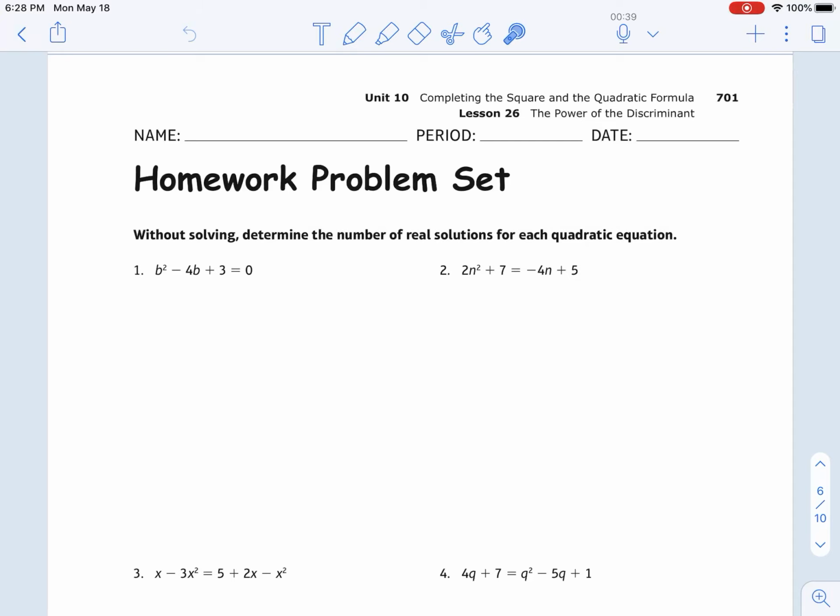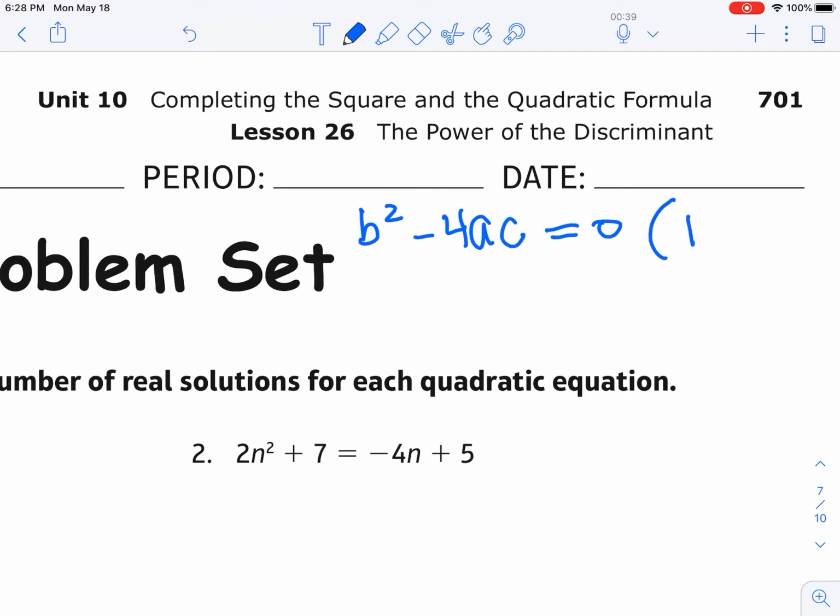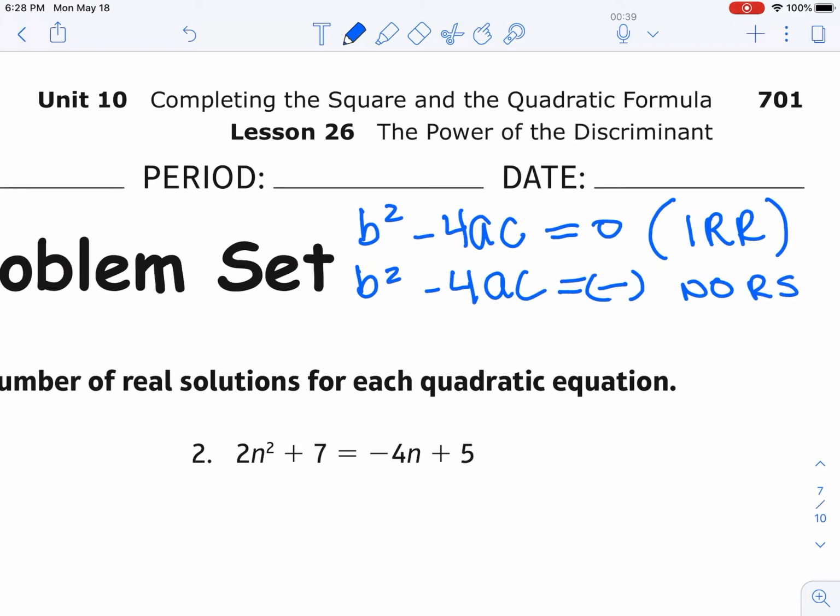So if you look here, we're talking about the power of the discriminant. Last week we were working on the formula of b squared minus 4ac. If it is equal to 0, that means there's one real root. If b squared minus 4ac equaled a negative number, then there was no real solution. And if b squared minus 4ac equaled a positive number, then there were exactly two real roots.